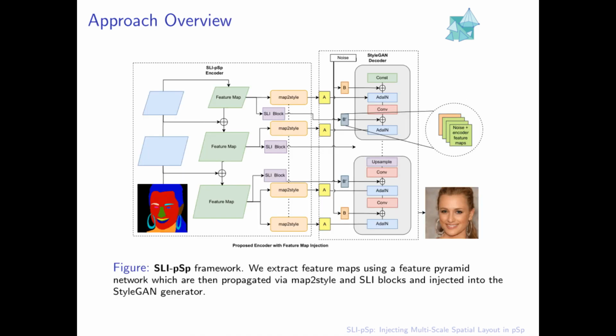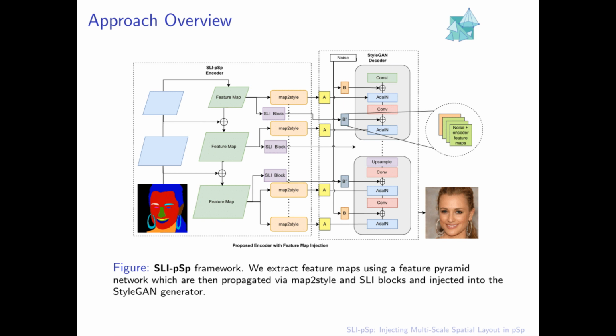We extract feature maps using the feature pyramid network, which are then propagated via the map to style and the SLI blocks and injected into the StyleGAN generator. We strategically embed the feature maps from the encoder by combining it with the noise layer in the generator without changing the style injection via map to style in the network.